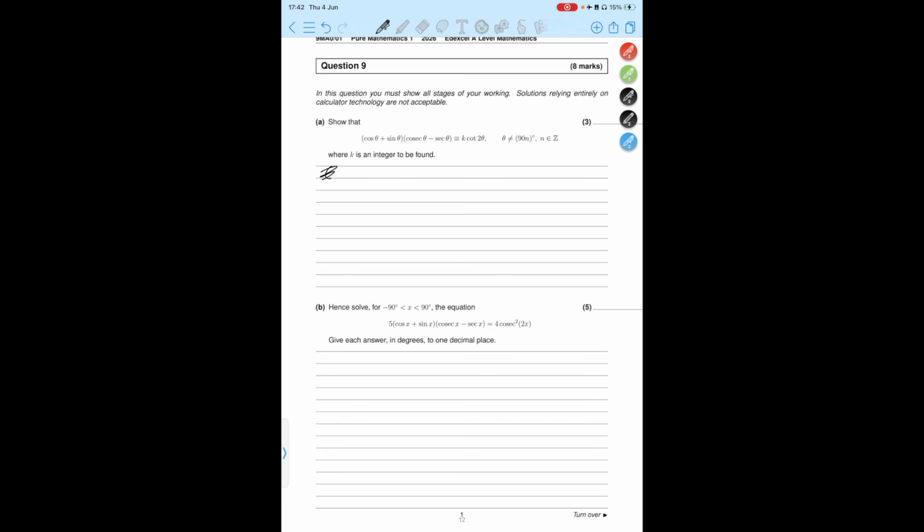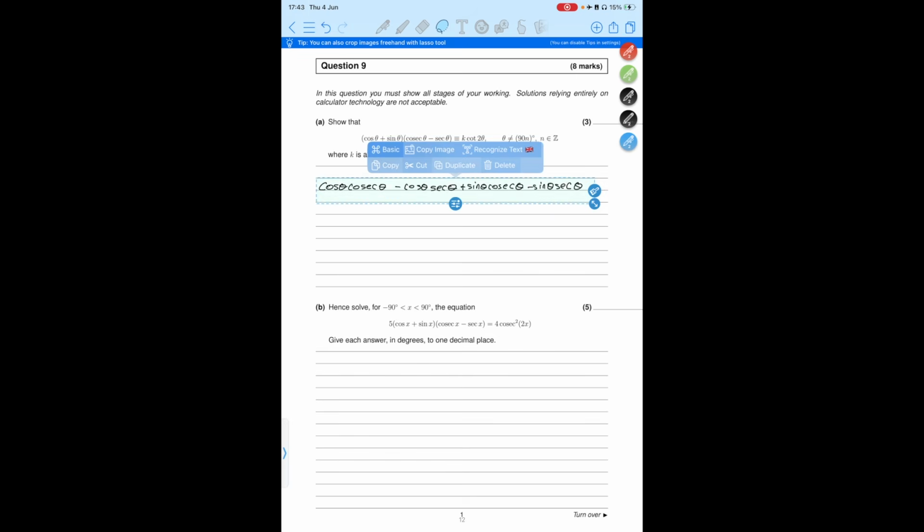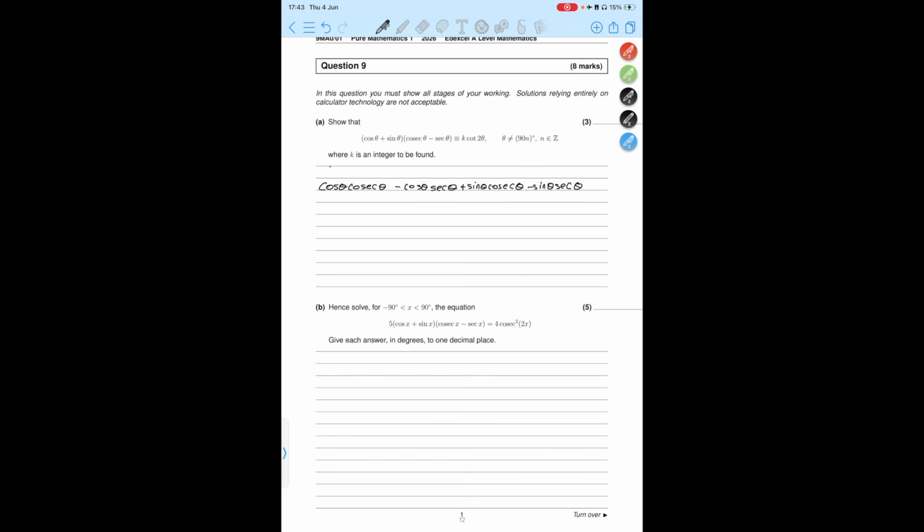So I'm going to write cos theta cosec theta, minus cos theta sec theta, plus sine theta cosec theta, minus sine theta sec theta. To be fair, I probably should have written the expression out above. So I'm going to do that because, you know, I'm a math student. That's pretty poor if I don't write that out. Cos theta plus sine theta, cosec theta minus sec theta. Okay, now I can say that is equal to this.